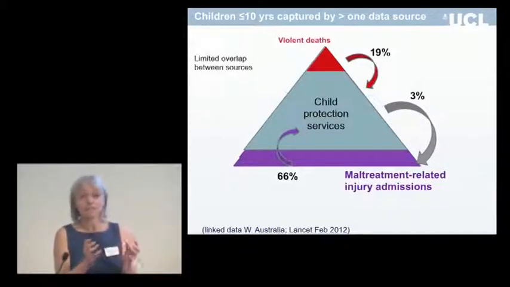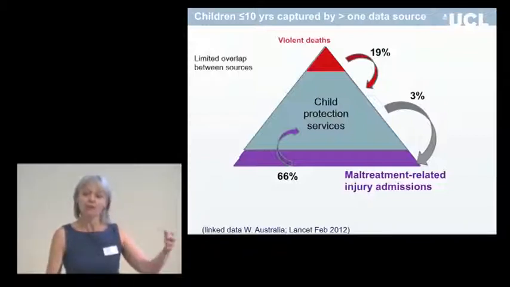The second thing that was very useful for putting child health services in perspective with other services was that in Western Australia, we were able to link data between all services. And what that showed was that of those that died of violent death, only 1 in 5 had ever been notified to child protection services.